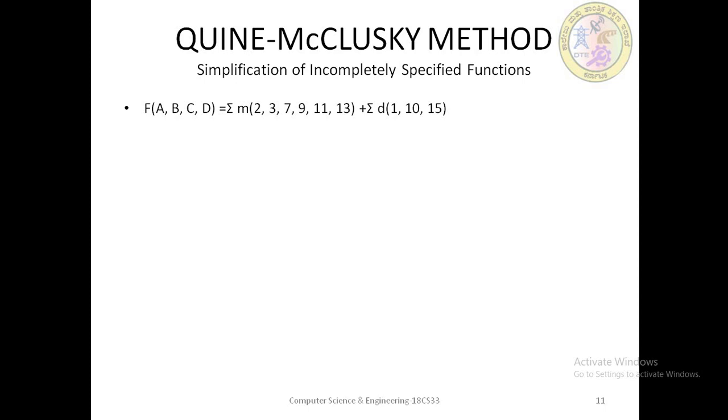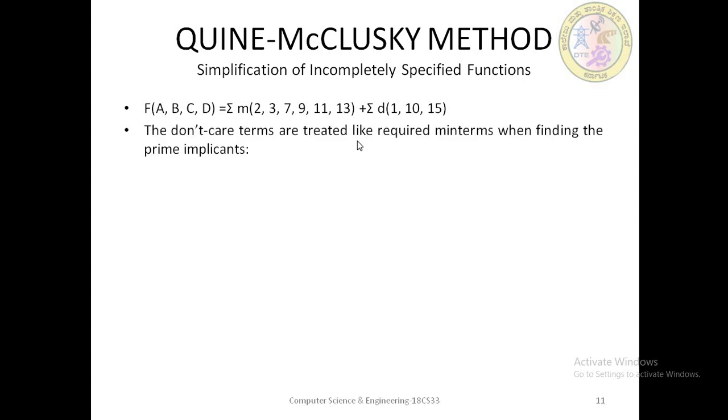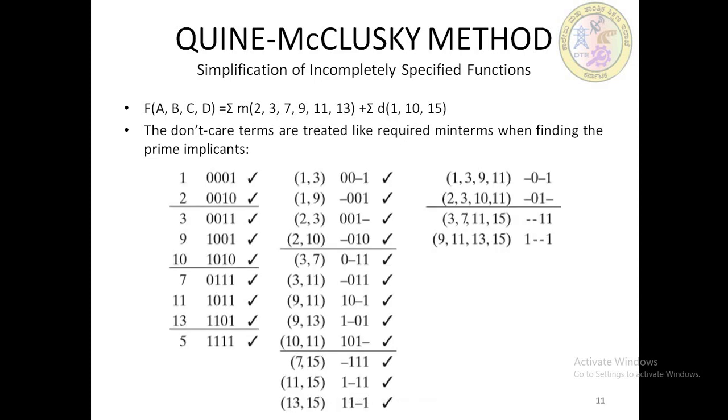Okay, so here you can see we have some don't care terms. Don't care terms are treated like required minterms when finding the prime implicants. Here 1, 5, and 15 are considered. Why are they considered? Because these can be considered while doing the problem solving, based on the Quine-McCluskey method that we are trying to do. You need to be careful here.